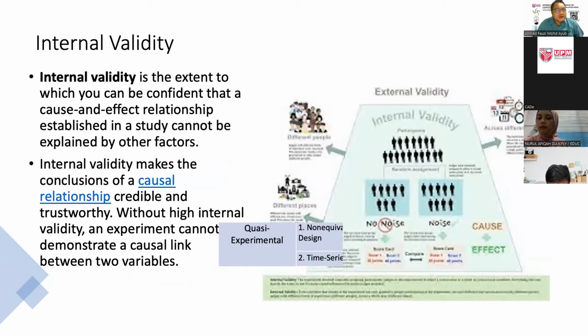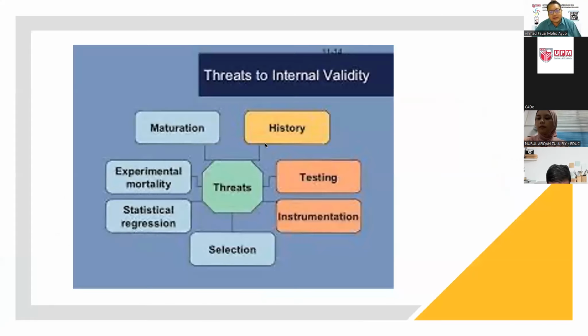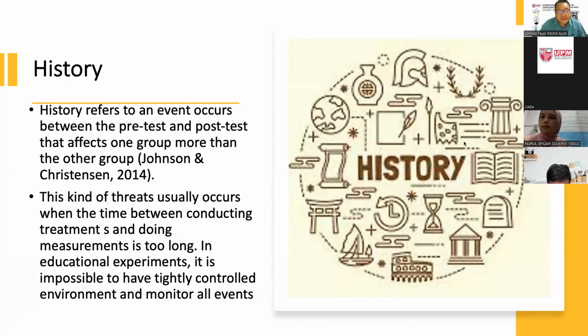So how do you want to justify based on this? Internal validity measures this. Basically, these are the threats: history, testing, instrumentation, selection, and so on. I will go one by one through each of these threats. Okay, history. History refers to an event that occurs between the pretest and post-test that affects one group.